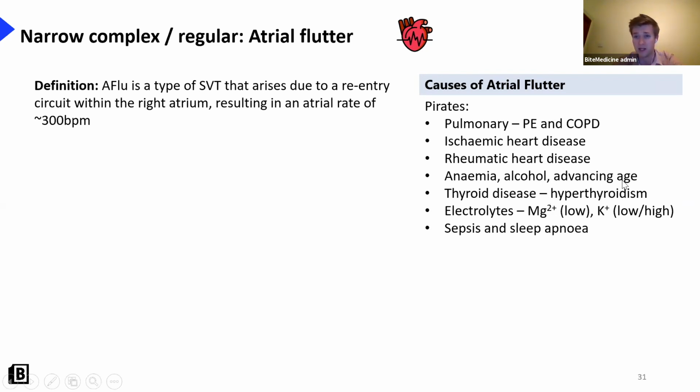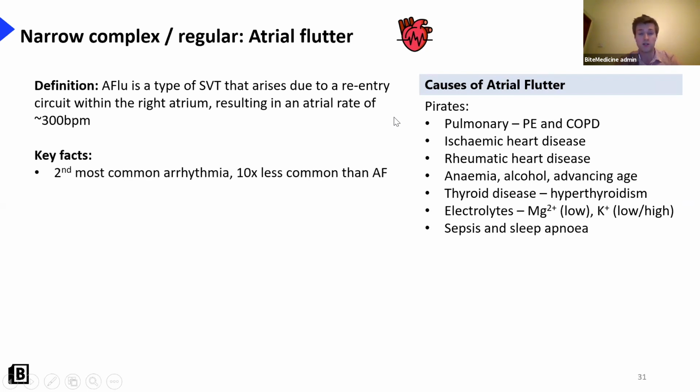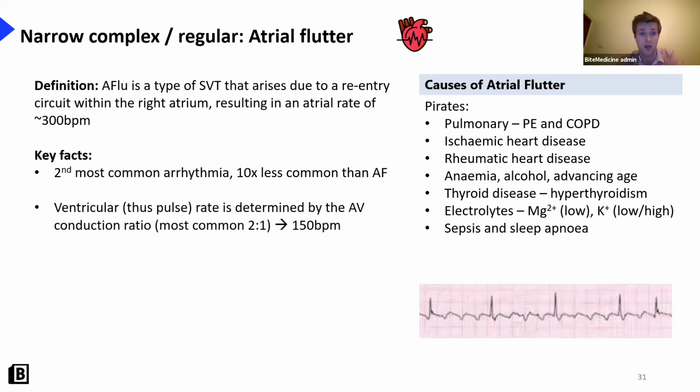Particularly this advancing age, I think this one is really important just to have ready if anyone ever asks you why people get flutter and fibrillation. So some important facts to know: it's the second most common arrhythmia, so it's about 10 times less common than the most common one, which is AF, or atrial fibrillation.